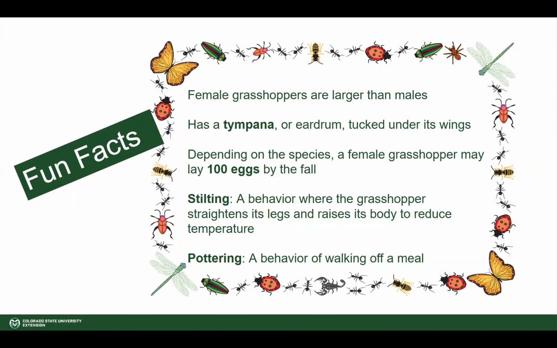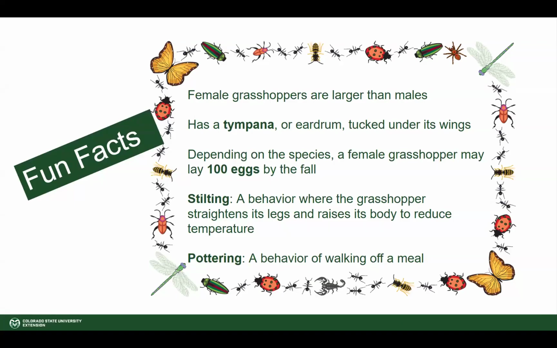Depending on the species of grasshopper, the female can lay 100 eggs by the fall, so they can reproduce quite prolifically. They have some funny behaviors. Sometimes you'll see them stilting, usually during the heat of the day, where they straighten their legs and raise their body from the soil surface to reduce their body temperature, because they can only feed at certain temperatures. If it goes above that temperature, they can't feed. If it drops below that temperature, they cannot excrete their feces, so they will stop eating at colder temperatures. We also see a behavior called pottering.